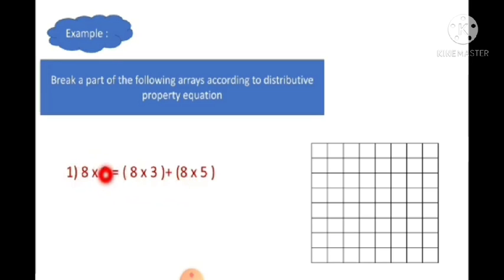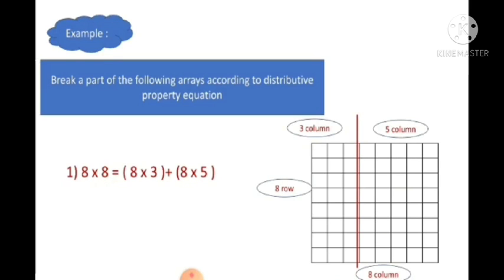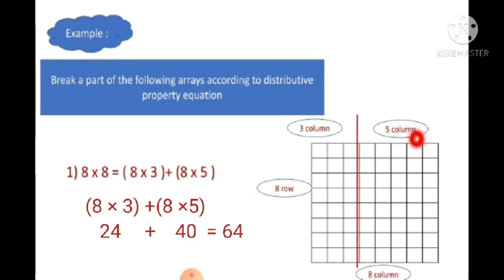Next example, break apart the following arrays according to the distributive property equation. We have 8 times 8 equals 8 times 3 plus 8 times 5. Here we have 8 rows and 8 columns. We'll distribute 8 columns into 3 columns and 5 columns by counting 3 columns and drawing a line. We have two shapes. First, 8 rows and 3 columns, area equals 8 times 3 equals 24. And the second, 8 rows and 5 columns, area equals 8 times 5 equals 40. 24 plus 40 equals 64.